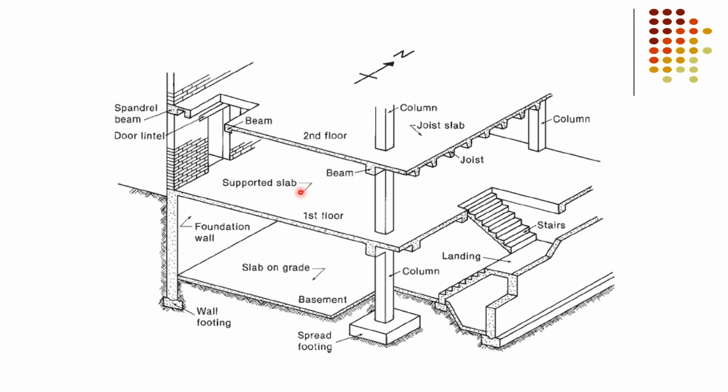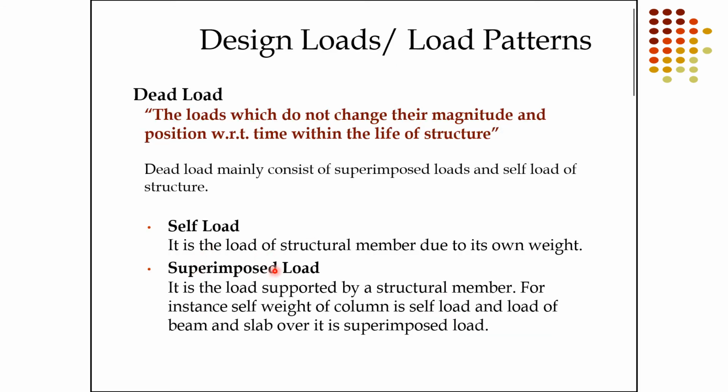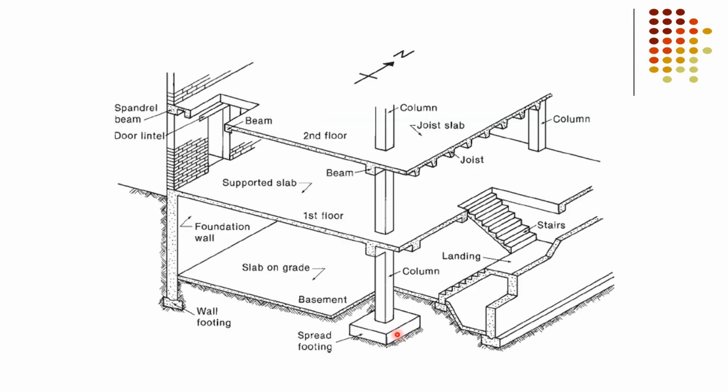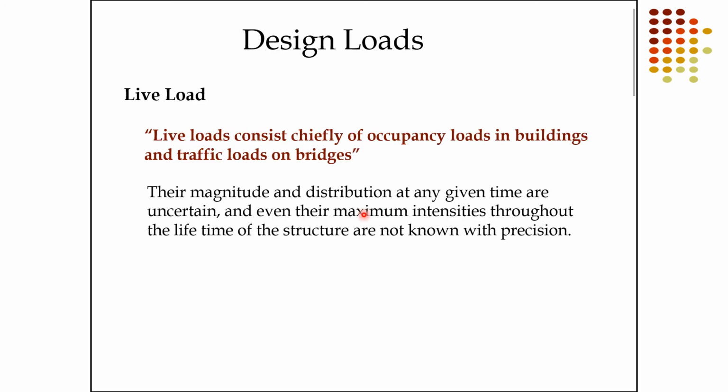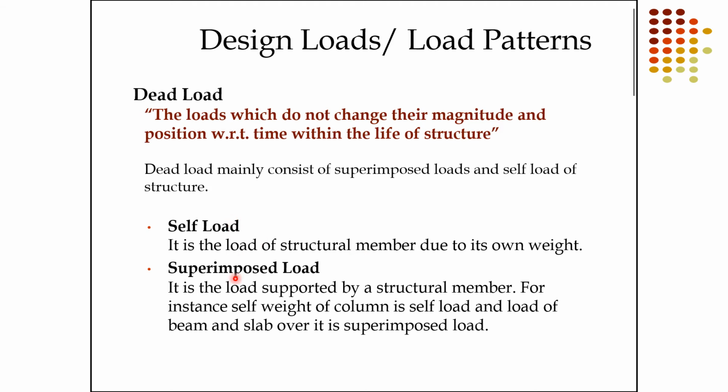Now the second is the superimposed load. It is the load supported by a structural member. For instance, the self weight of the column is self load, and the load of the beam and slab over it is the superimposed load. The column's own weight is the self load. The load coming from the slab and beams to the column, all these loads are the superimposed load. The load coming on that column is superimposed load. That's the difference between the self load and the superimposed load.